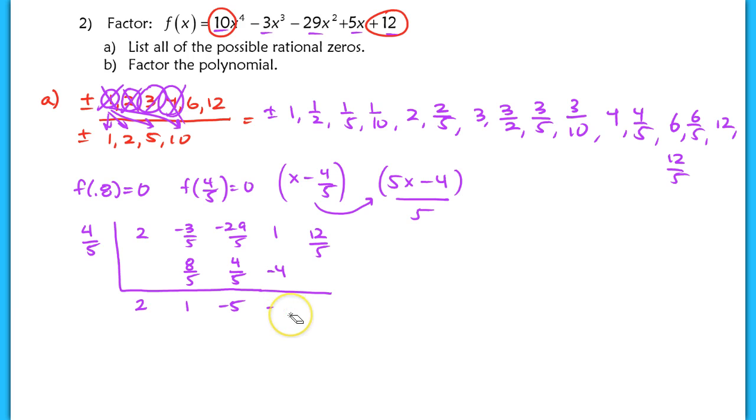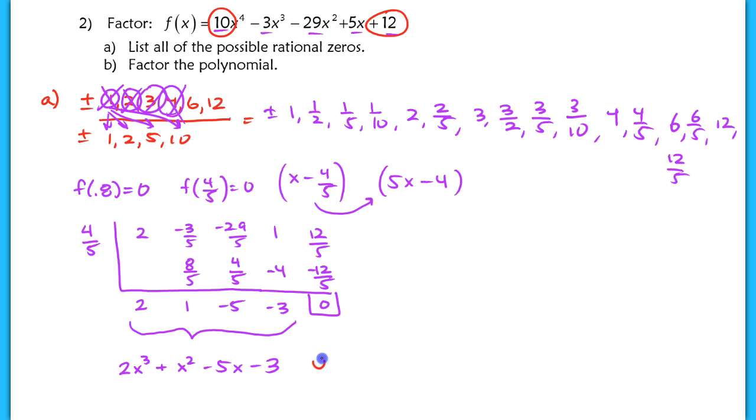And if I add here, I end up with negative 5. Or I'm sorry, negative 3. So 1 plus negative 4 is negative 3. Then when I multiply negative 3 times 4/5, I end up with negative 12/5. Okay, so I do get a remainder here of 0, which means in fact that 5x minus 4 is definitely a factor of our polynomial. Now after I use synthetic division, remember I'm left with a polynomial that is 1 degree less than the original. So this represents the coefficients of a cubic polynomial, 2x cubed plus 1x squared minus 5x minus 3. So again, I am going to use the factor theorem here one more time to try to continue to factor this guy.